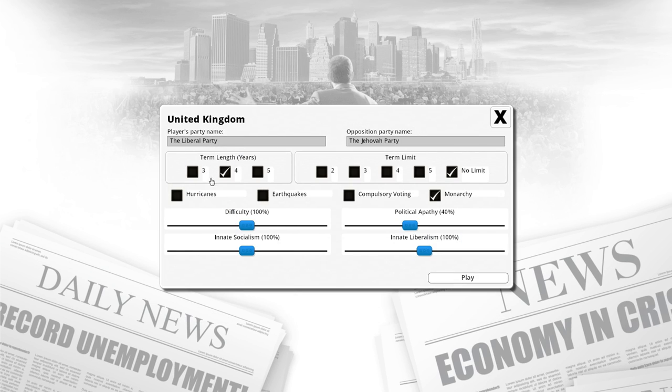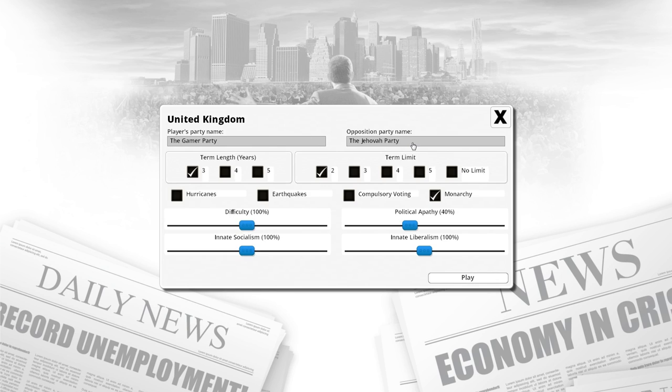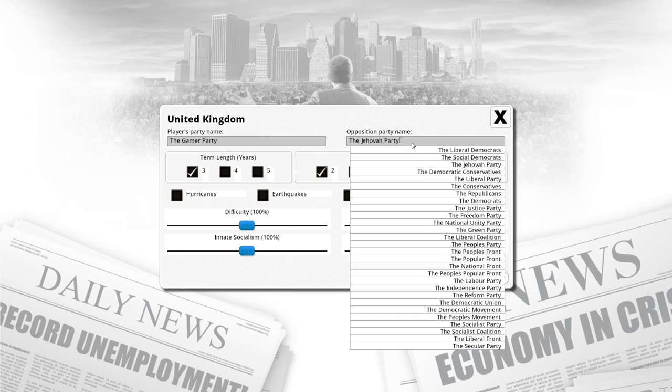And here we go. I'm going to set the term length to 3, because I don't want this game to be too long. I'm just going to go for the first re-election as the term limit. All of this I'm going to leave alone, and for the party name, I'm going to put the Gamer Party, because hey, you know, it would be cool if we got a political party about video games.